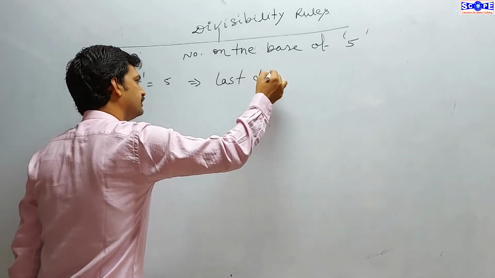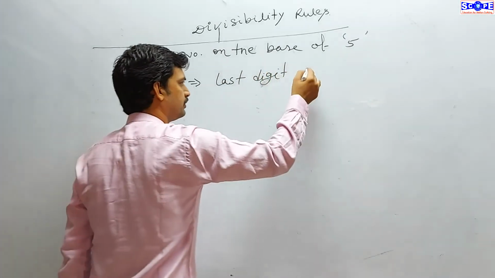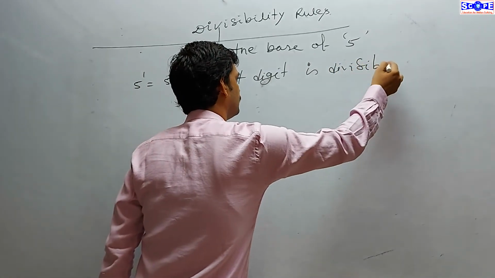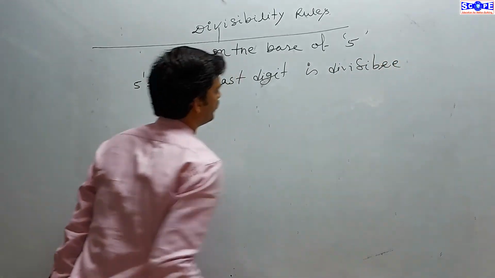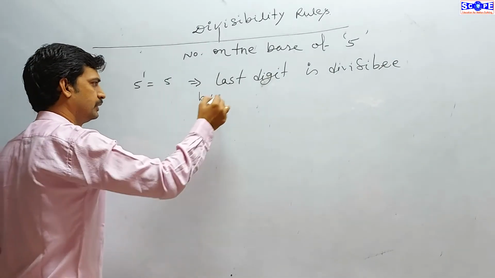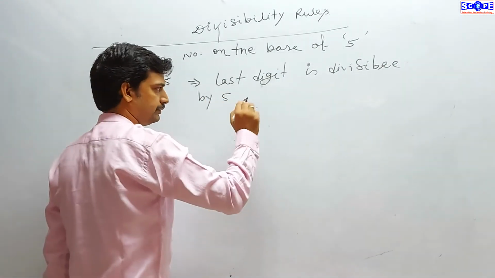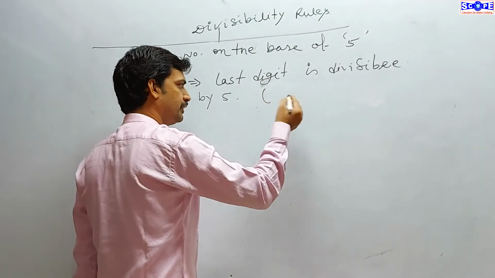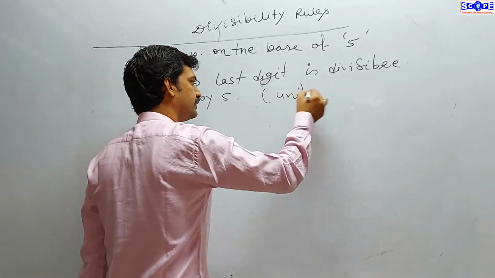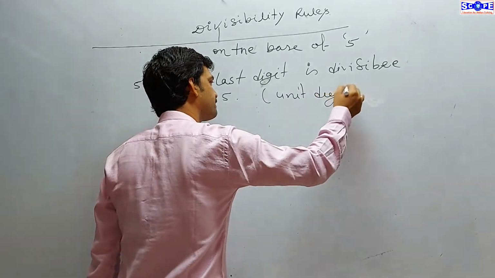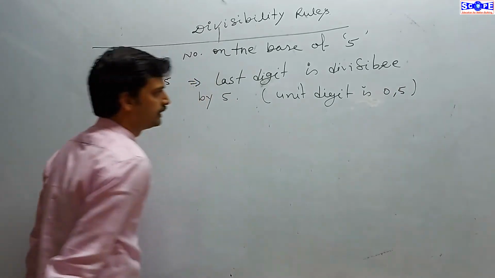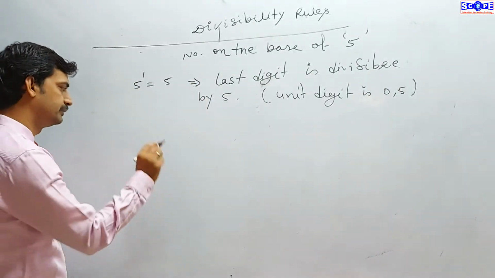That means if the last digit is divisible by 5, then the complete number is also divisible by 5. Or in other words, we can say that if the unit digit is 0 or 5, then the number is divisible by 5.